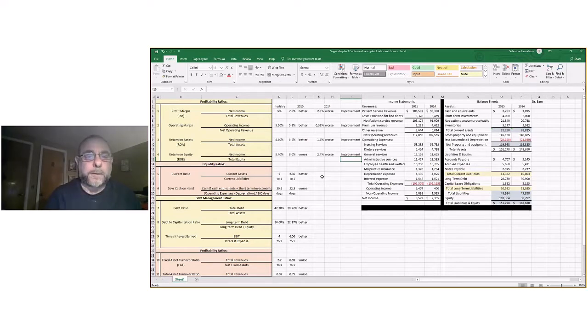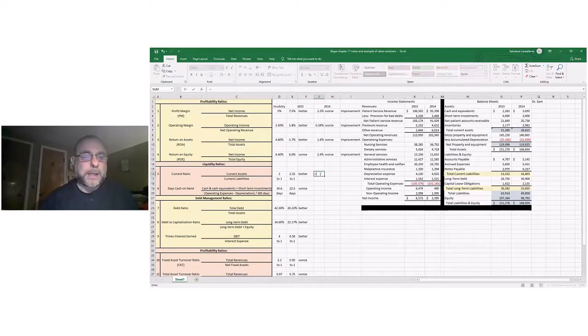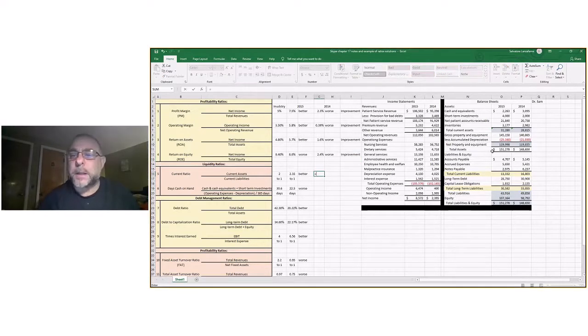But if you notice, in 2015, we were better than the industry. You want to be about 2 to 1. So the industry's good, we're a little bit better than the industry. Let's see how we were in 2014. So if we take our current assets, 28,815, and we divide that by our current liabilities, I get 1.715, right? So about 1.72. 1.71, whatever, to 1.